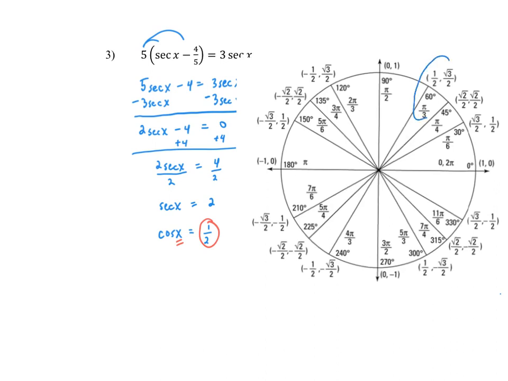The angles are π/3 and 5π/3, because for those angles the cosine value is 1/2. So our solution is x equals π/3 or x equals 5π/3.